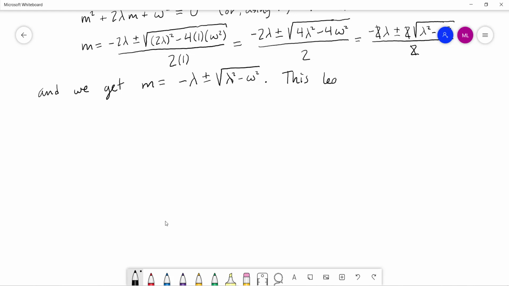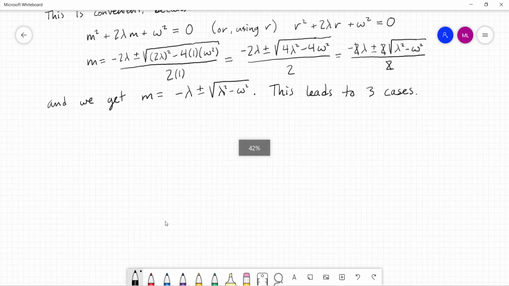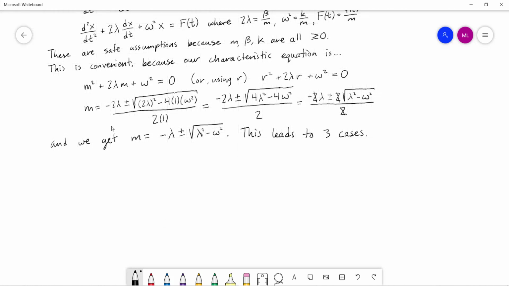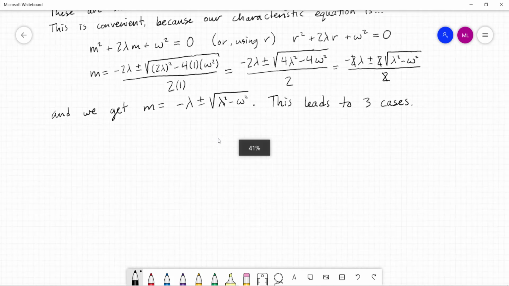This leads to 3 possible cases. Just like when we found the form using the quadratic formula back when we were first looking at homogeneous second-order differential equations, we got 3 different cases. Those same 3 cases are going to exist here. So let's take a look at each of the possibilities. Case 1.